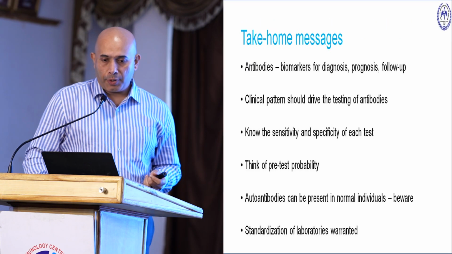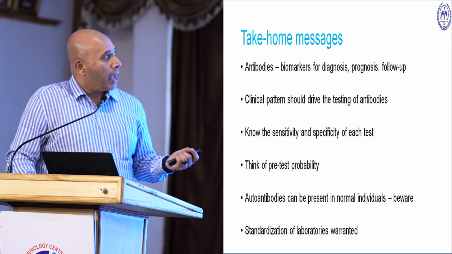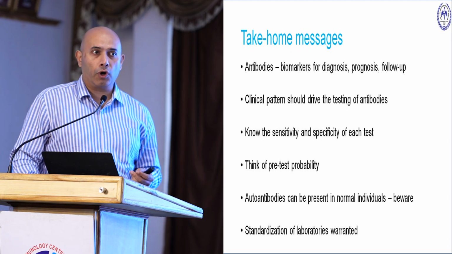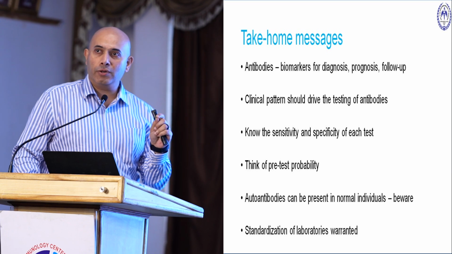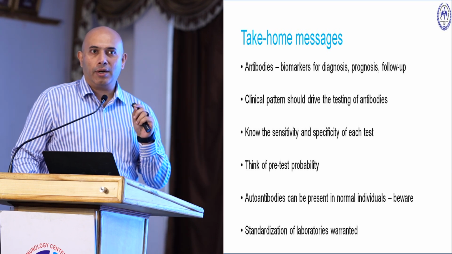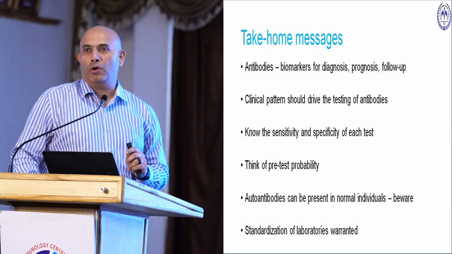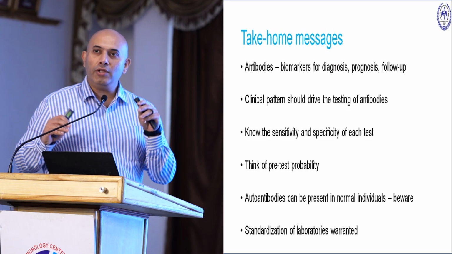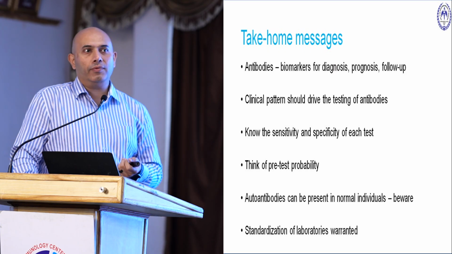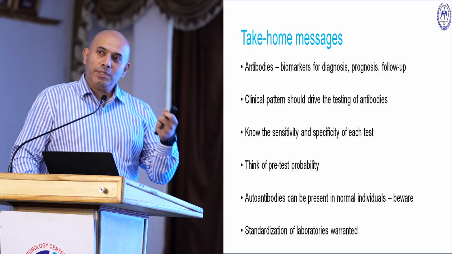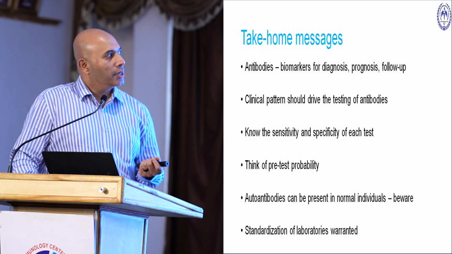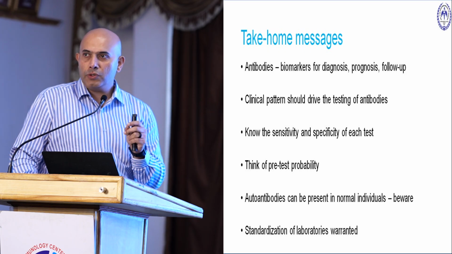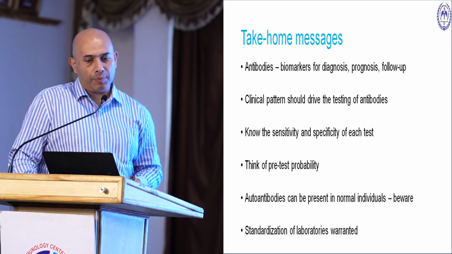So just winding up, we have a few take-home messages. Antibodies are basically biomarkers for diagnosis, prognosis, and can be used for follow-up. But we should know where to use them for diagnosis, where to use them for prognosis, and which one to use for follow-up. I do have patients coming up saying that every 6 months they repeat the rheumatoid factor and say that the value is not really coming down. And each time they go to a different doctor, the same set of rheumatoid factor, ACPA will be repeated. It doesn't really make sense. So we should know what to order for diagnosis, what to order for prognosis, and what to order for follow-up. That's really important.